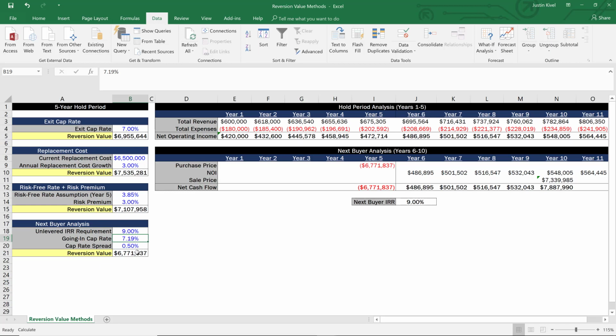Now we calculate our reversion value after all of that. If we hit F2, we simply take the year 6 net operating income and divide that by the assumed going-in cap rate, because that's the sale price that we're ultimately going to get if a buyer values that year 6 net operating income with a 7.19% going-in cap rate. So those are the main reversion value metrics that institutional investors will use when they are projecting exit sale prices for commercial real estate properties.